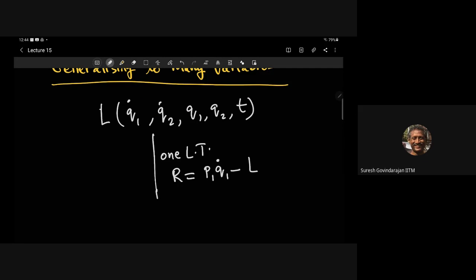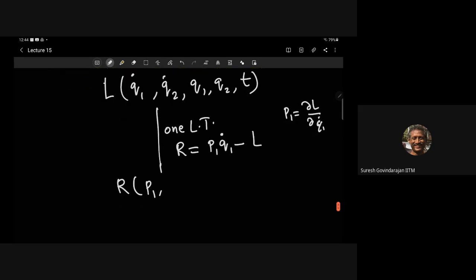Okay, and this R will be a function of what? Someone tell me, what are all the independent variables of R? P1. P1, yeah. You will put P1. Of course, here also I have not defined what P1 is. So P1 will be dL by dQ1 dot, right? So that's also done. So it will be P1, Q2 dot, Q1, Q2.